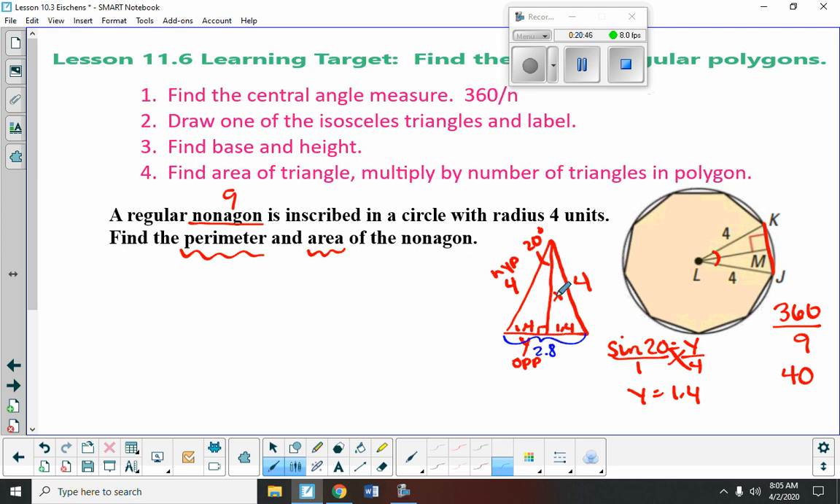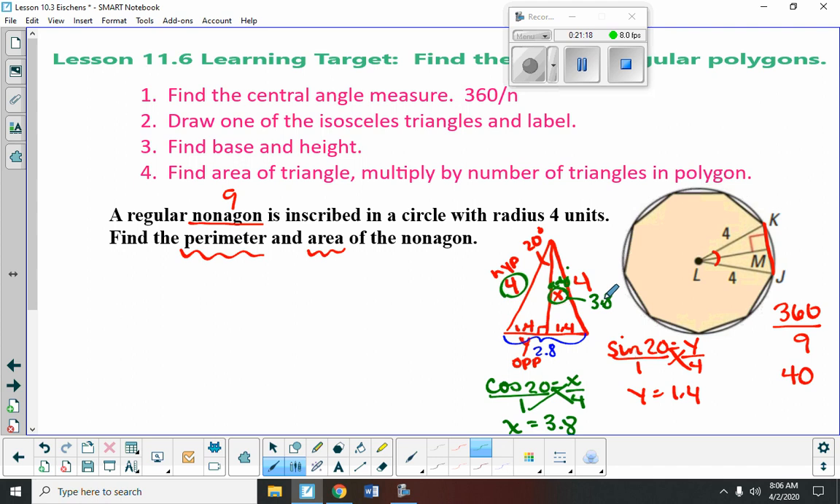All right, now let's find this side right here. If this is 20, this is the hypotenuse, this would be your adjacent. We'll use the adjacent and the hypotenuse, which is cosine. So the cosine of 20 equals the adjacent over the hypotenuse. And again, we cross multiply. X equals 4 times the cosine of 20. And that would be 3.8. So the height is 3.8.